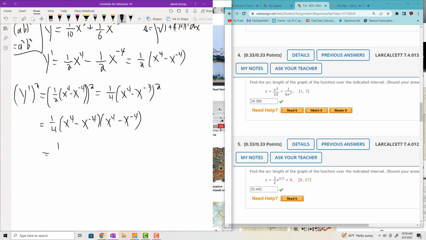Foiling this thing, so it's 1/4 x to the 4th times x to the 4th. You're adding exponents, right? So you get x to the 8th. Then the outer and inner: if you have x to the 4th times x to the negative 4th, you're adding exponents, so you get x to the 0, which will just be 1.